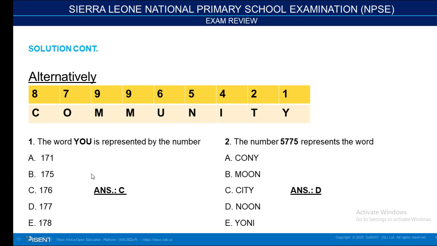171 is not correct because that one will give you Y, O, Y. And remember, we are looking for YOU. 175 is not correct because it will give you YON. And also 177 is not correct because it will give you YOO. And 178 is also not correct because it gives YOC.